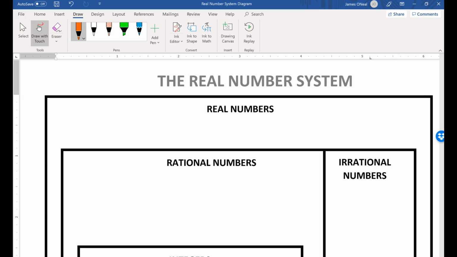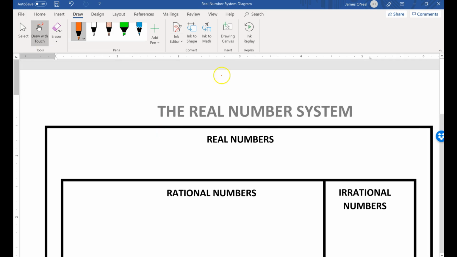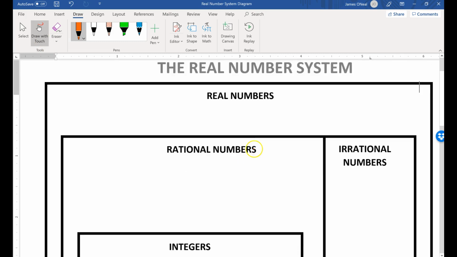So here we are. The real number system. This is a review because y'all learned the real number system in seventh grade, so this is a review.